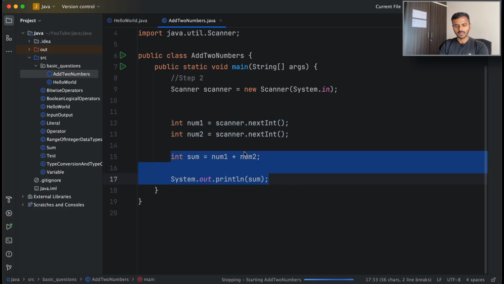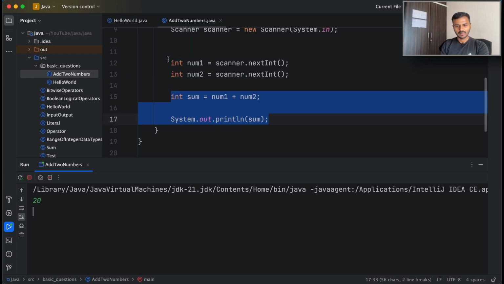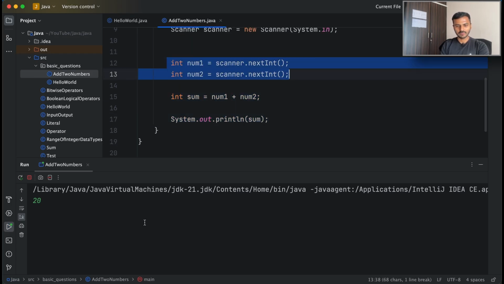So if I run the code now, we can see that nothing is getting printed and the program also has not completed because it is waiting for us to enter a number as an input. So let's say I put 20 and then press enter. It is still waiting because the code needs two inputs and we have given one yet. So we'll say 30 and then we will hit enter and this will print 50.